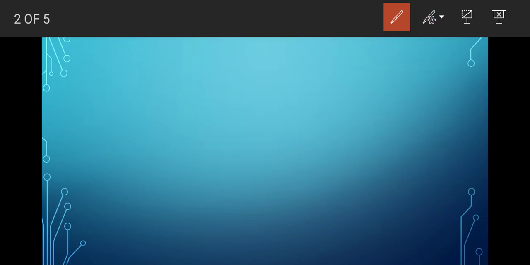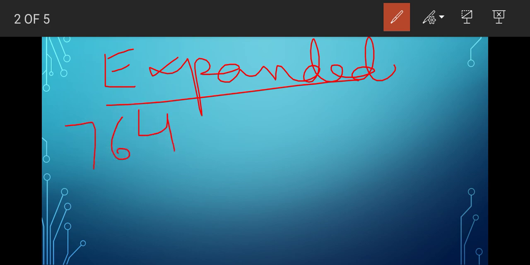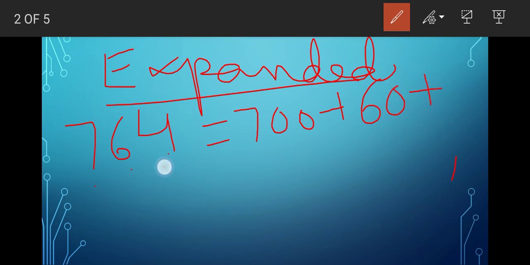Okay. Now let us discuss expanded form. What is expanded form? Expanded form of a number. See, 764. So how do you get this one? 7 is in hundreds place, right? Ones, tens, hundreds. So 7 is in hundreds place, so it will be 700. 6 is in tens place, so it will be 60. And 4 is in ones place, so it will be 4.